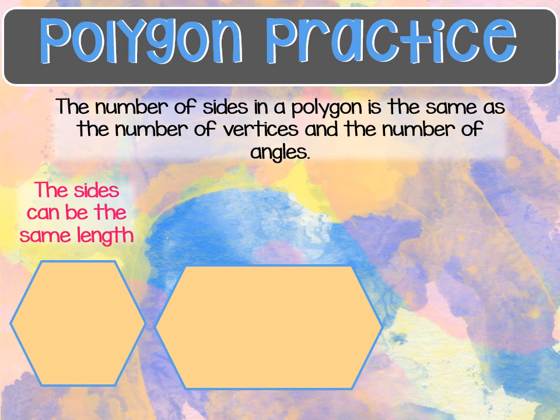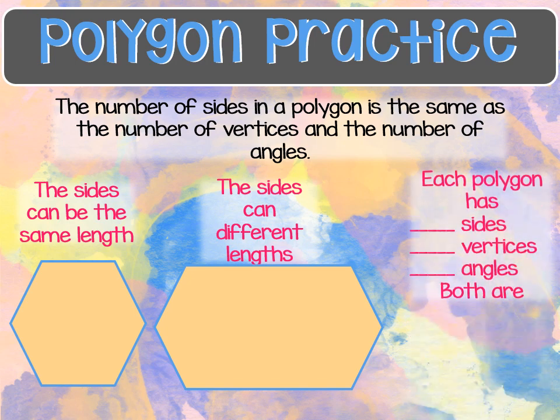You'll see that the sides can be the same length, like this one, or sides on a polygon could be different lengths. So I want you to look at both of these polygons, and I want you to count how many sides, how many vertices, and how many angles they have. And once you figure that out, figure out what kind of polygon they are.